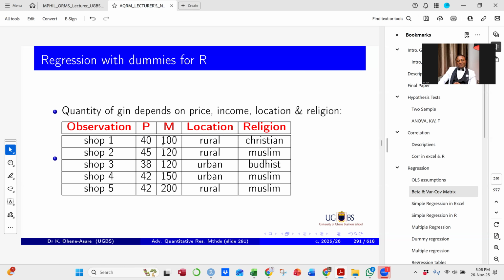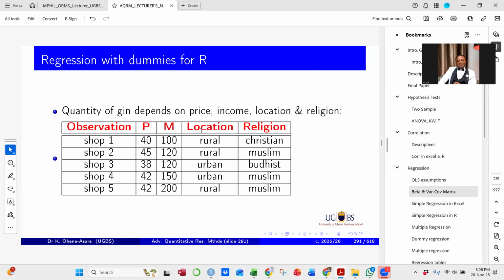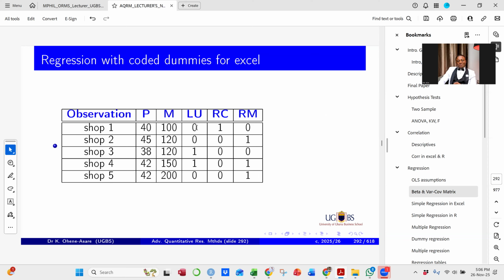So here I decided to just create a dummy. You can see that location and religion, they were dummies. So I just say that if you have a location that is rural, let's call it 0. And whenever you have another one, let's call it 1. So what I'm doing is that I am dummyifying. It's already a dummy, but I'm coding the dummies. So you can see that here, I've created location for urban. So anything in this column should be urban. So if it is not urban, it becomes 0.